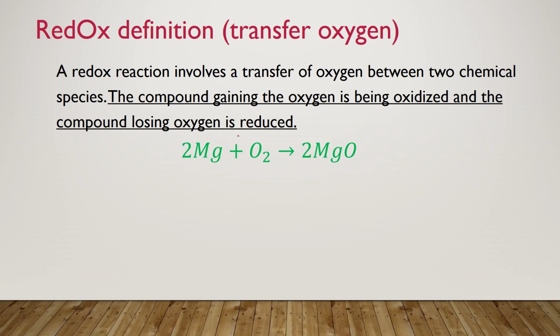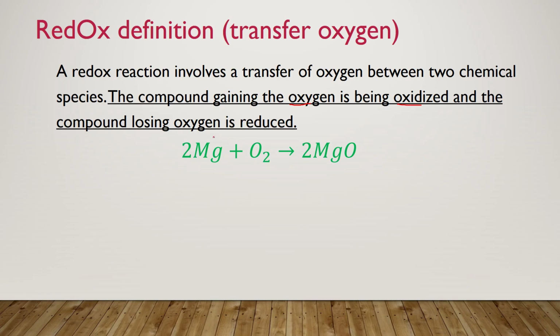So we're going to have a look at the magnesium and oxygen reaction once again, but we're going to use this new definition now to see if we come up with the same solution. So our definition states that redox reactions involve a transfer of oxygen between two chemical species, so just between two molecules. The compound gaining the oxygen is being oxidized, so that makes sense. We're adding oxygen, so it is being oxidized. So that's a good memory trip. Oxy is oxidized, so gain of oxygen means it is oxidized.